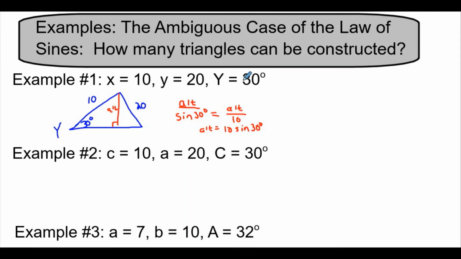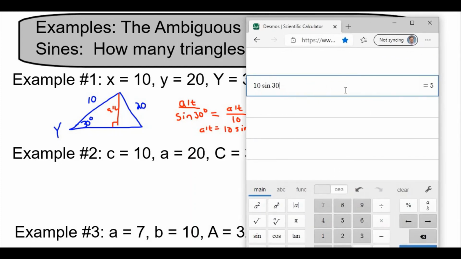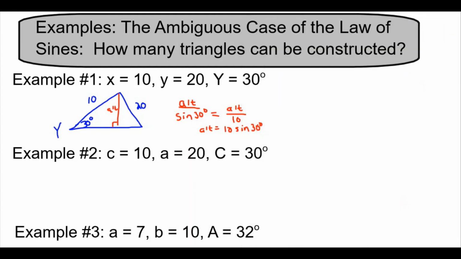So at this point, we need a calculator or Desmos. So I went ahead and just typed it into Desmos, and we got 10 sine 30 is 5. So our altitude is 5. And so I just want you to think about this logically. If this altitude is 5, is this big enough to hit the ground? The answer is yes. So there is a triangle. Now think about it logically. Can this side right here fit inside of that? Is it too big or is it just right? It's way too big. It's bigger than that.